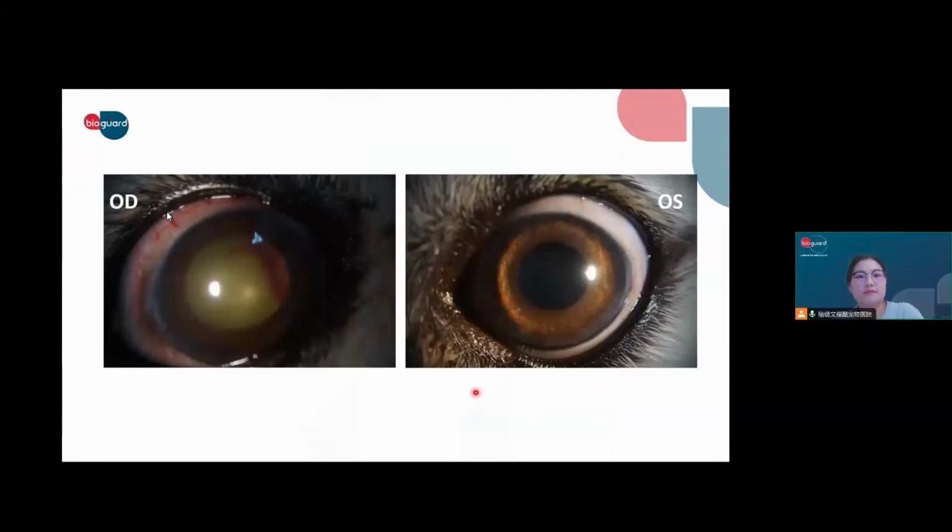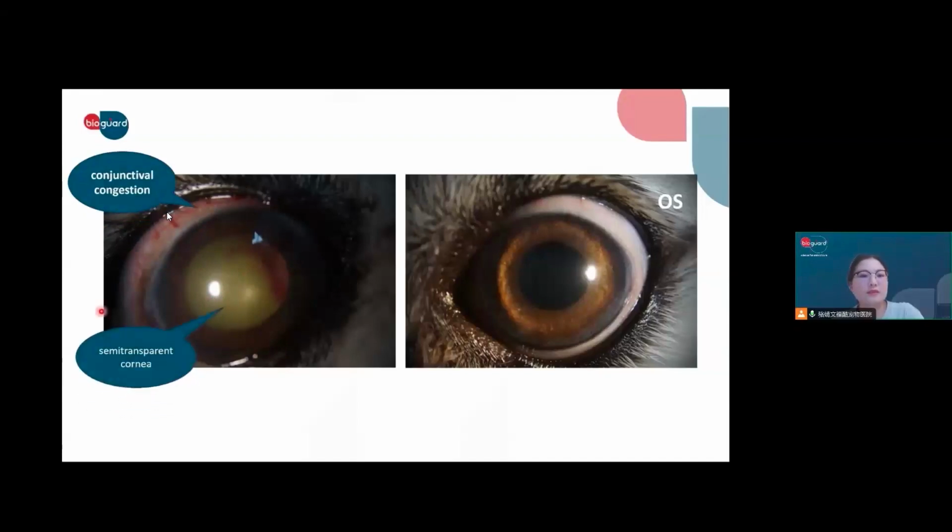Okay, let's look at these pictures of both his eyes. The left eye looks okay, it's normal, but the right eye looked abnormal. We can see conjunctival congestion here and a semi-transparent cornea. The whole cornea looks cloudy. And we still see the mydriasis and vitreous hemorrhage through the pupil.